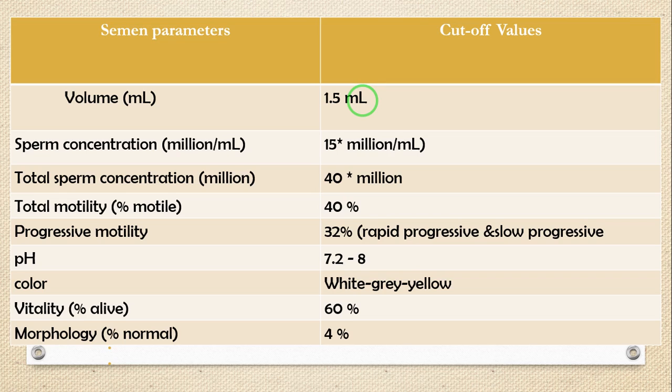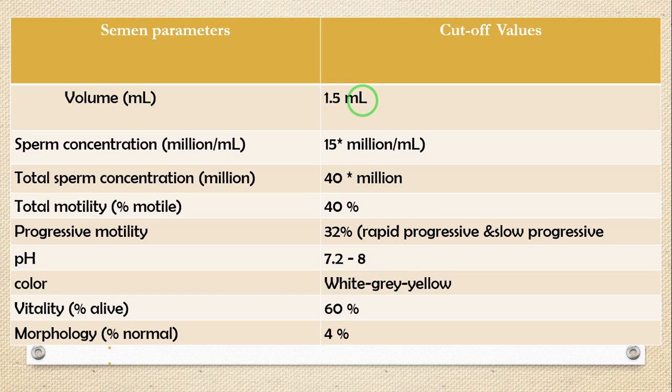The pH of the fluid must be basic, 7.2 to 8, and any change may indicate that there is infection or any other disease. The color must be either white, gray, or yellow. Any other color is not accepted. For example, a red color means that there is bleeding.